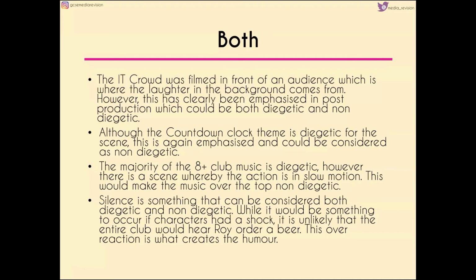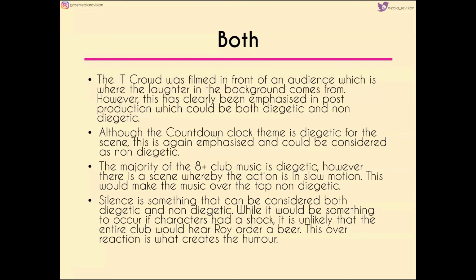The majority of the 8+ club music is diegetic, so when Moss first arrives at the club and is first introduced there, the music that we hear in the background, we would consider that to be diegetic. It's something that we would expect for a club.